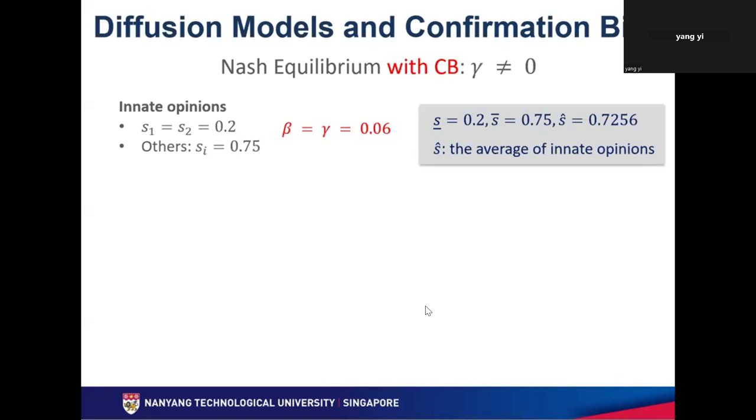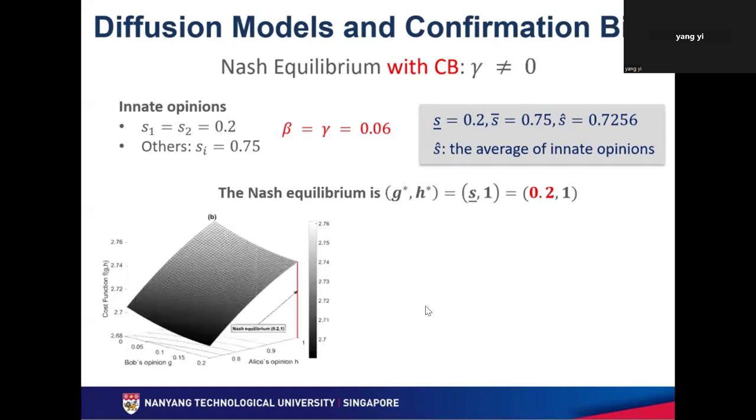Based on the calculations, they obtain that for the existing public opinions, the minimum value is 0.2, the maximum is 0.75, and the average of the public's innate opinions is 0.7256. Okay, so here is the calculation result of the Nash equilibrium. As you can see, the best strategy adopted by Alice and Bob is 0.2 for Alice and 1 for Bob.